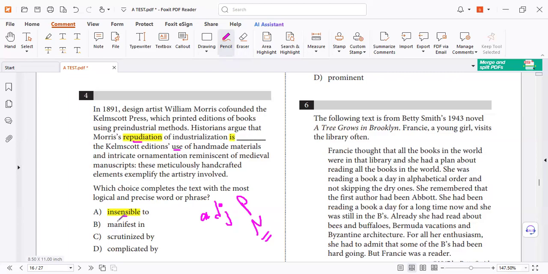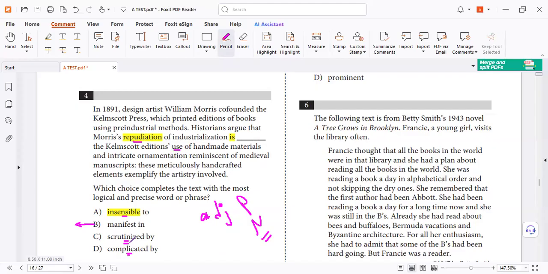So is manifest. What does manifest mean? Very important word. It means evident. It existed. Apparent. How did you know that it's apparent, not refused? And remember, A means D. Complicate means you don't understand it. Here it means examine, like scrutinize, like in. In means you are into something, you examine it.